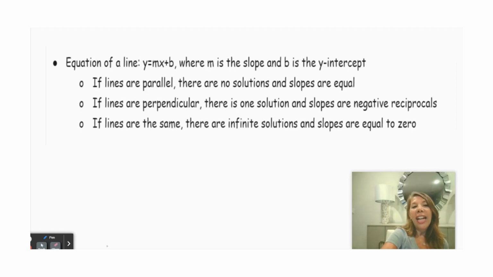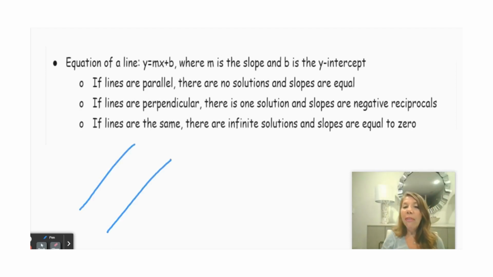Now, if we have two lines, and if those lines are parallel, they have no solutions, and that means that they never meet. They have no points in common. And it's important to note that the slopes of parallel lines are the same, and that is because they rise and run in the same intervals.